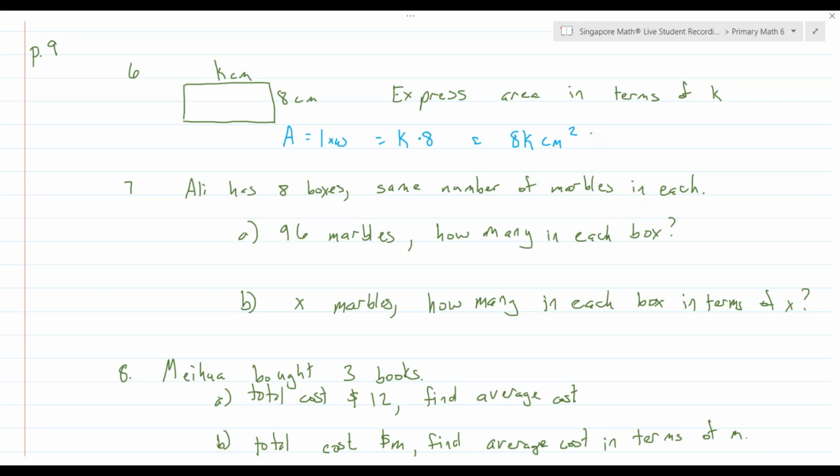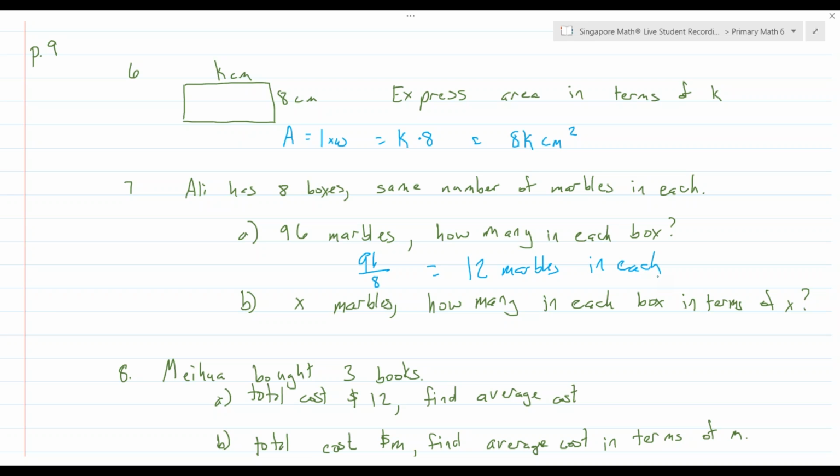So the area is 8k square centimeters. Number 7, Ollie has 8 boxes. He puts an equal number of marbles into each box. Part A says, if there's 96 marbles, how many marbles are in each box? Well, I know that I have 96 marbles divided evenly into 8 boxes. If I do that division, I would find that there are 12 marbles in each. All right, so if I know the total number of marbles, I can literally divide them into 8 boxes and find out how many marbles are in each box.